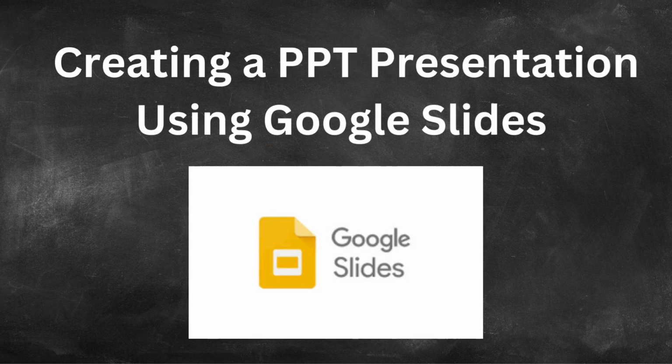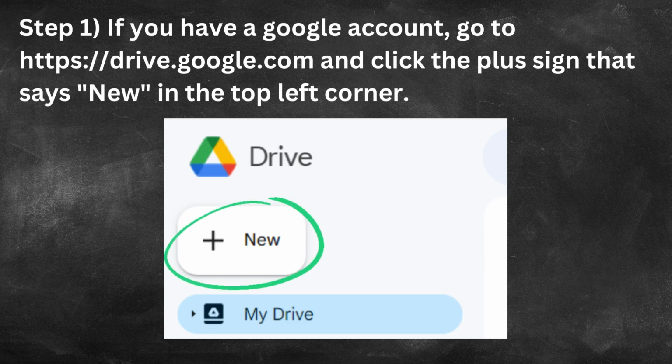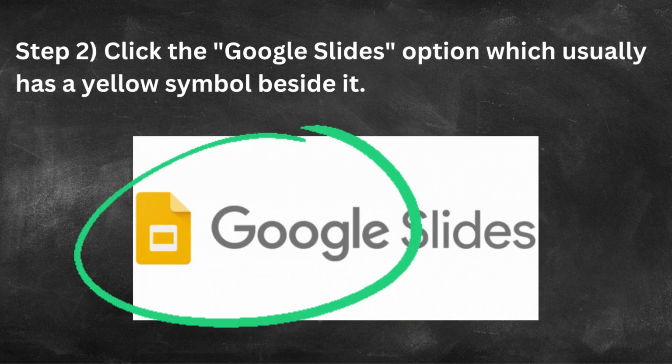Now we'll look at how to create a PowerPoint presentation using Google Slides. Step 1. If you have a Google account, go to the website that I've listed above on the slide, drive.google.com, and click the plus sign that says New in the top left-hand corner. Step 2. Click the Google Slides option, which usually has a yellow symbol beside it.